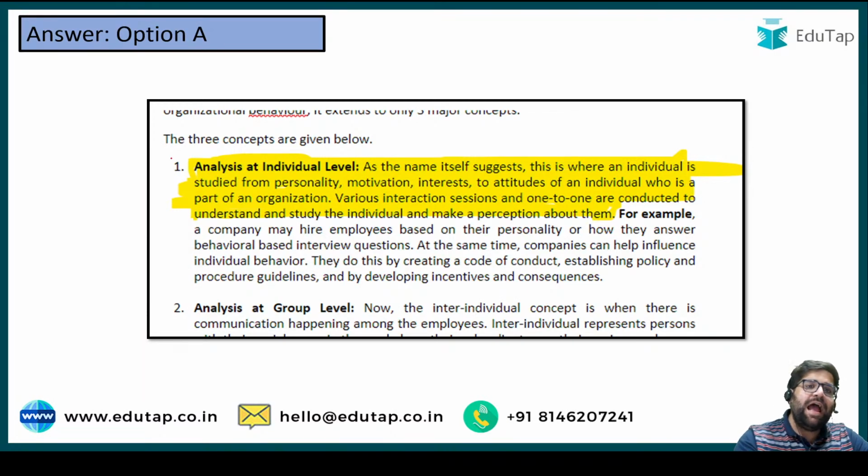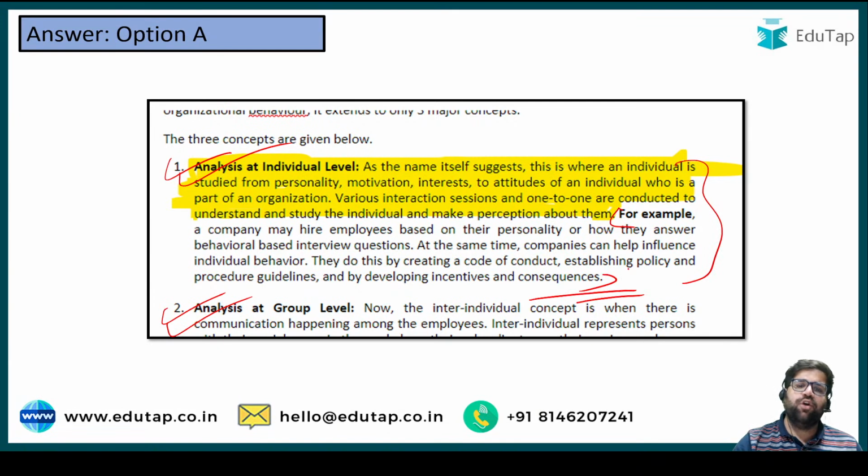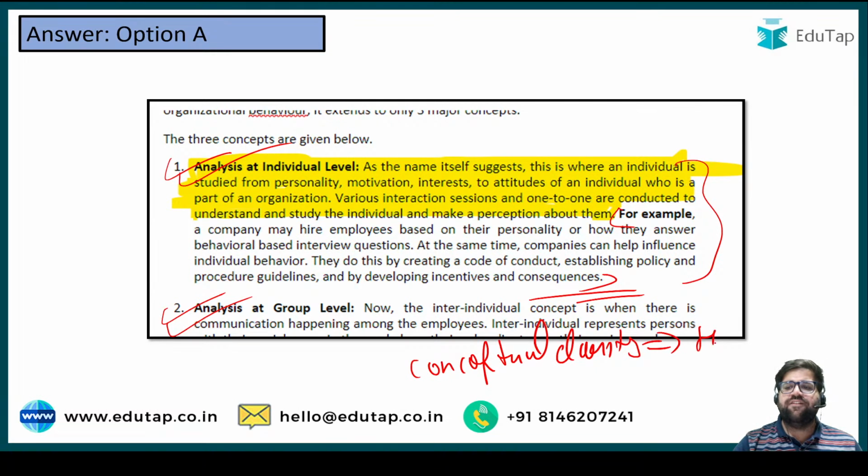So there is an analysis at individual level. We have also done analysis at group level, and the third stage, which is also known as analysis at team level. So we have clearly demarcated all the lines which you should study. If you are studying this particular paragraph, including this particular example, then all your conceptual clarity will go on another level. It will be very high.